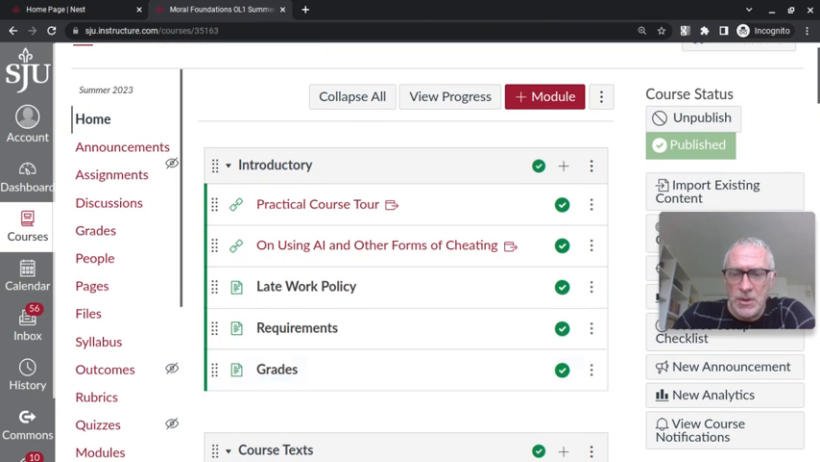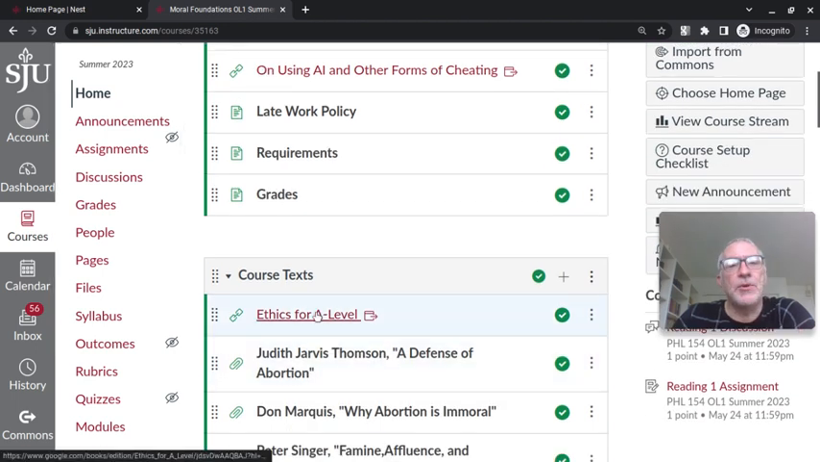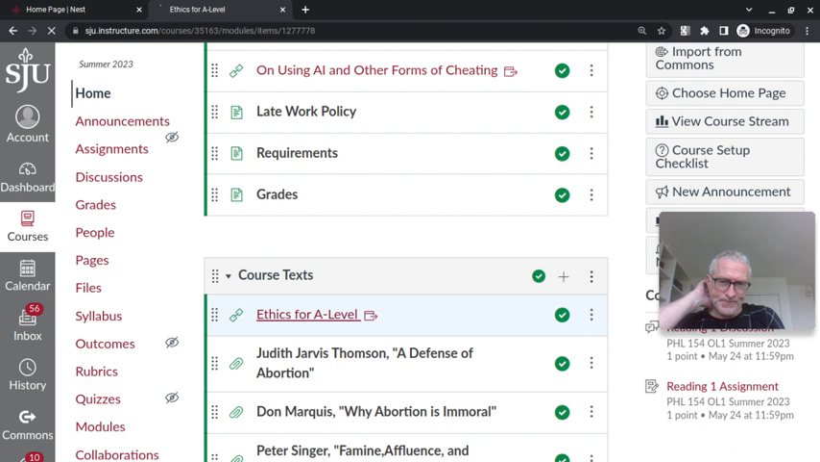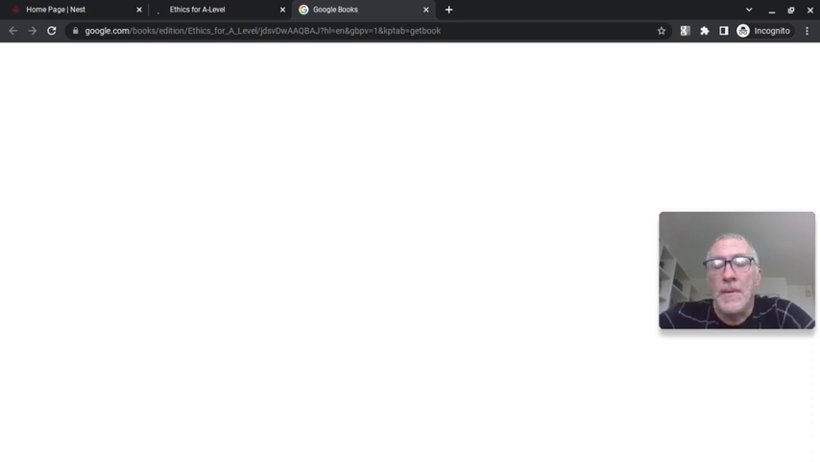And in looking at these moral theories in the first part of the course, we'll be using this text, Ethics for A Level. You can open it easily just by using the link. This is what we'll be using as our first course text. This is an open text, a free text written by some philosophy teachers in England to prepare British high school students for entrance examinations to go to college, basically, what they call university.